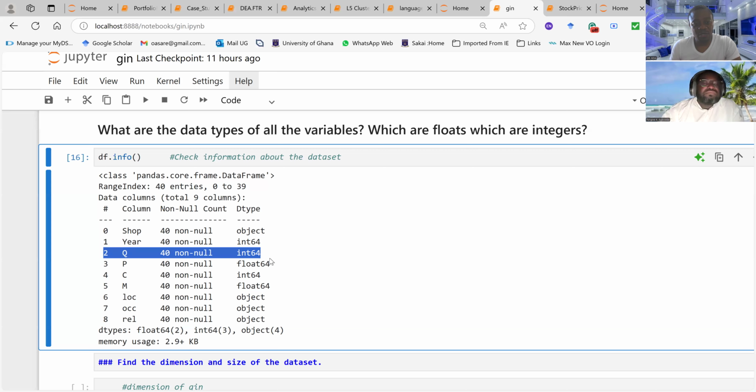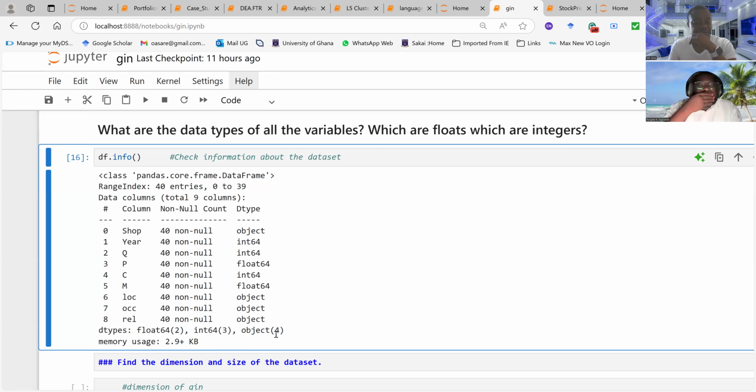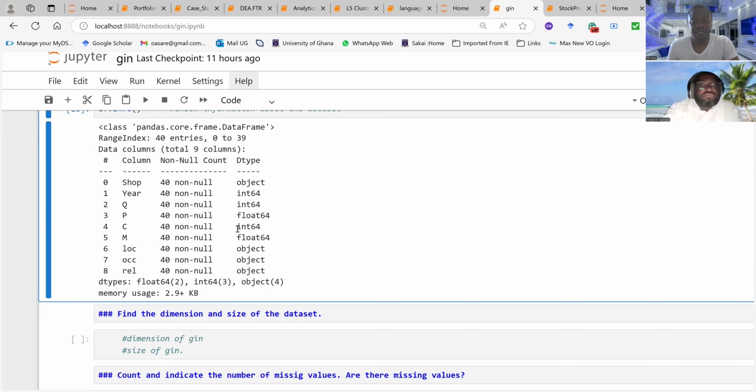So it tells you that the Q is an integer, the P is a float, the C is an integer, the M is a float, and then the rest are all characters or objects. Job done. So it tells you that 2 of them are this, and 3 of them are that, and then the 4 are this. So this gives you a bit of information that you need about your data. So you should always learn these things.